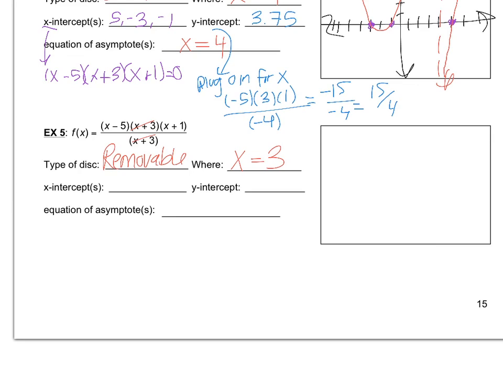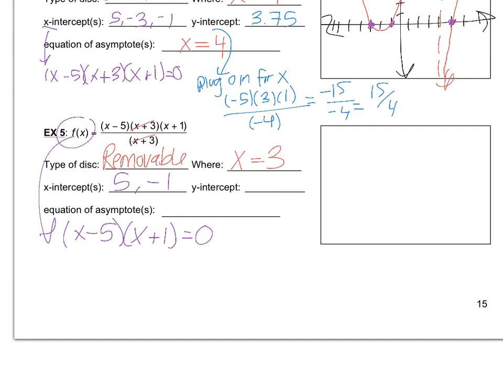Now we want to talk about the x-intercept. Remember, the x-intercept is where y equals 0. So basically I'm just setting this equal to 0. When does that equal 0? That occurs when either x equals 5 or -1. So I've got my x-intercepts there.